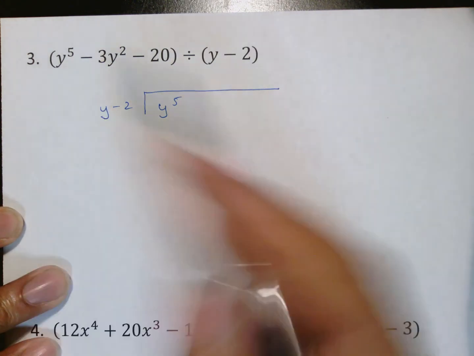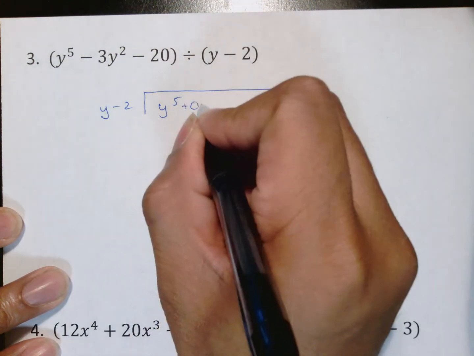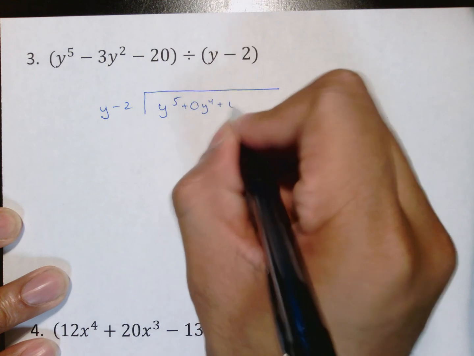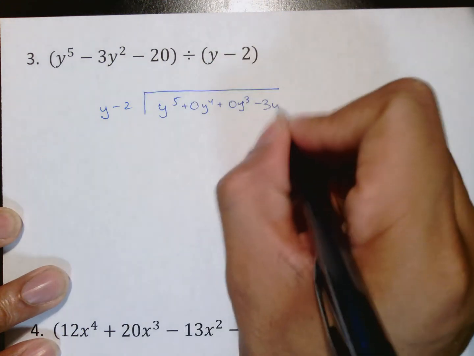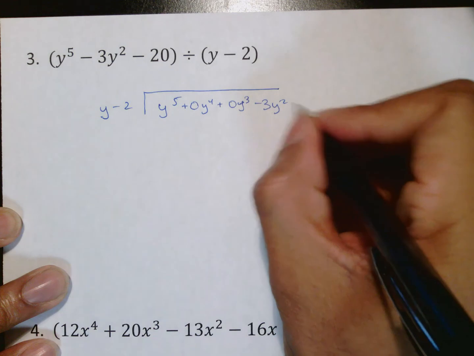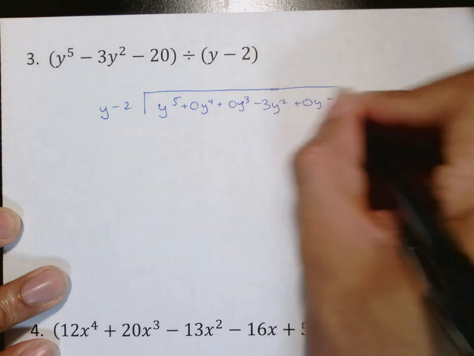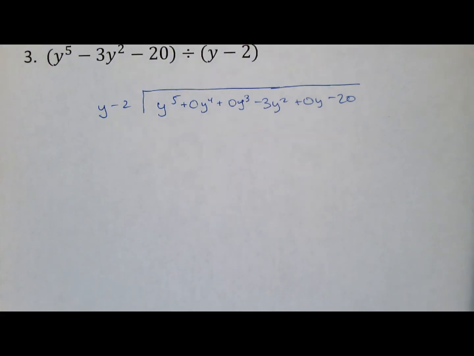But notice that y to the 5th is my highest, but there is no y to the 4th. That means I must put plus 0y to the 4th. Notice there's no y to the 3rd, so I must put plus 0y to the 3rd minus 3y squared. There's no regular y, so plus 0y and then minus 20. That is the first step of what you need to do to make sure you are careful in doing everything the right way.